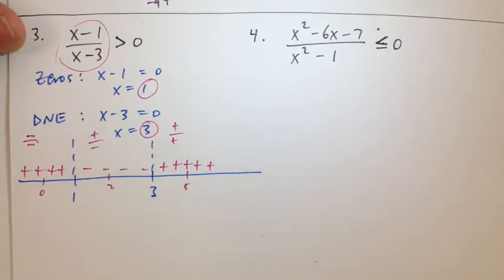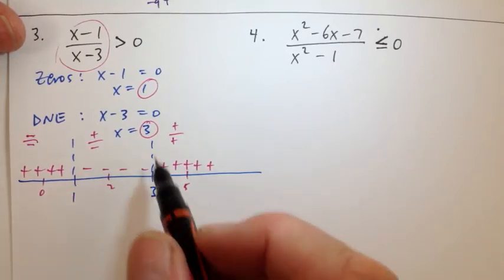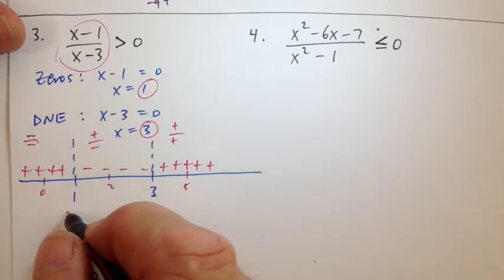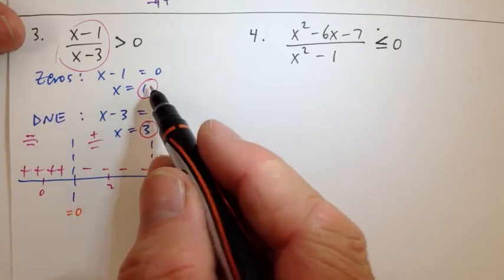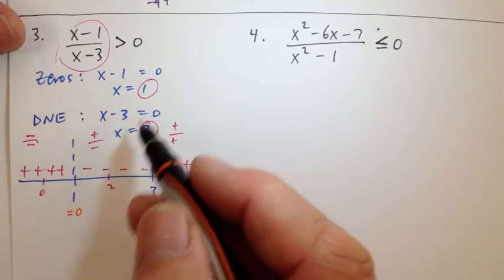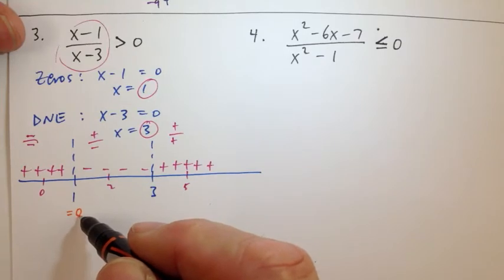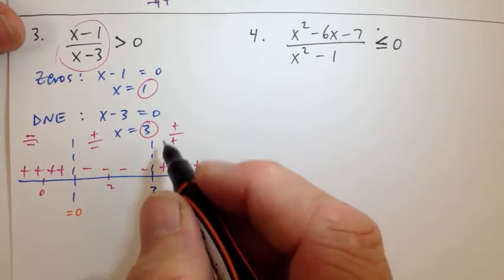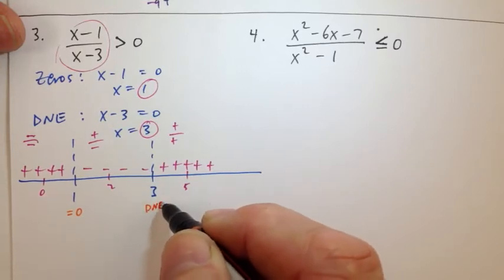Okay. One thing though, I did forget to mention that when you put these numbers down here, the 1 and the 3, I want you to put equals 0 down below the x equals 1. I want you to put that when x is 1, the function's value is 0. And then when x is equal to 3, we know that the function does not exist.